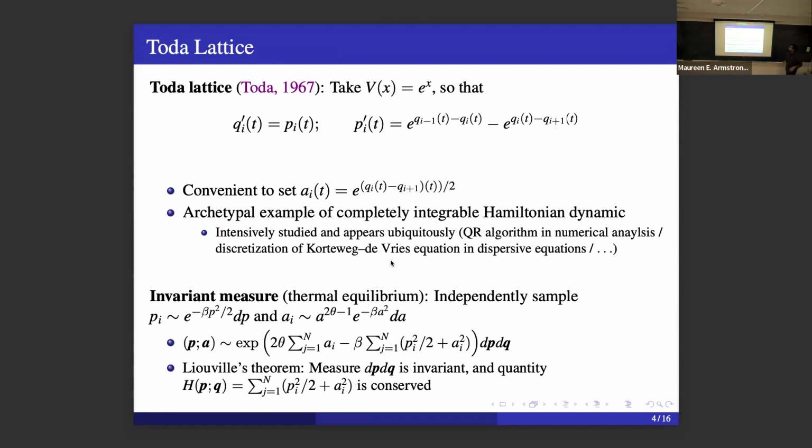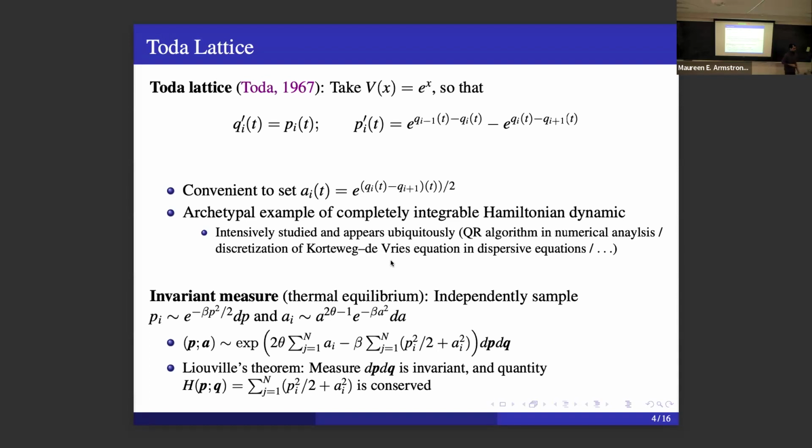As something to keep in mind, this e to the gap, e to the qi minus qi plus 1, will appear everywhere. So it's very convenient to introduce this additional parameter a of t, which is e to the qi of t minus qi plus 1 of t. Actually, it's also convenient to take the square root of that. So this object will appear every once in a while.